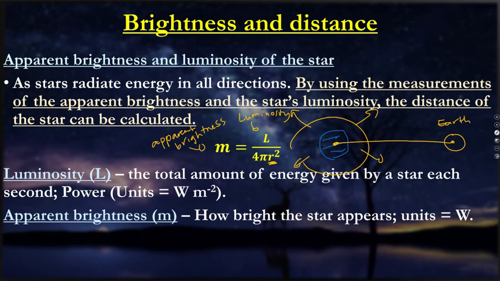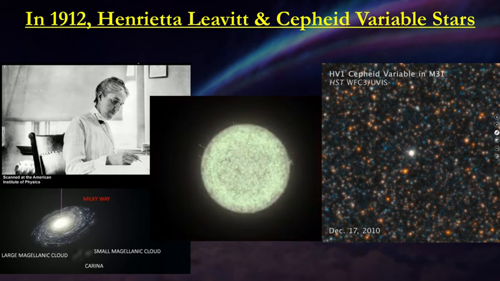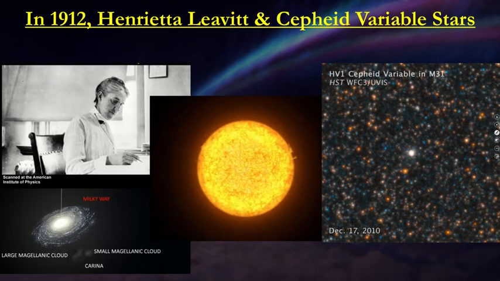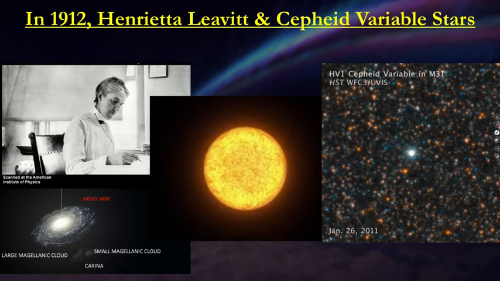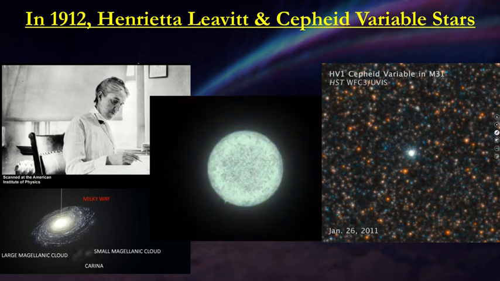So that's an interesting fact that we can use. So let's actually look at who used this idea. We have a female scientist called Henrietta Leavitt, and she looked at what we call variable stars.